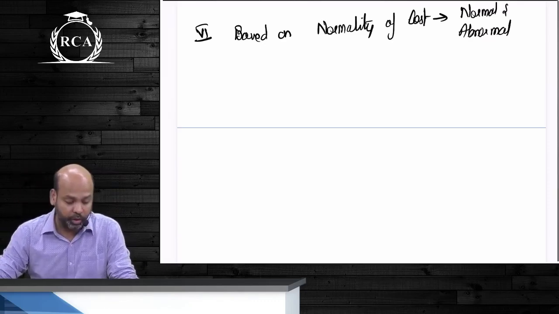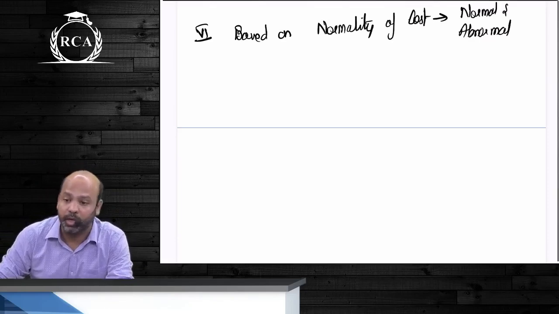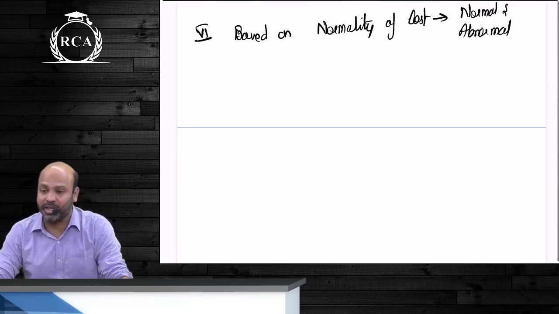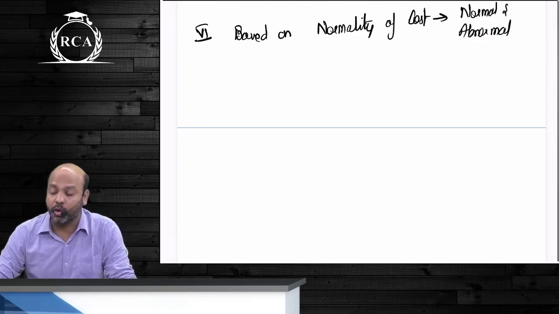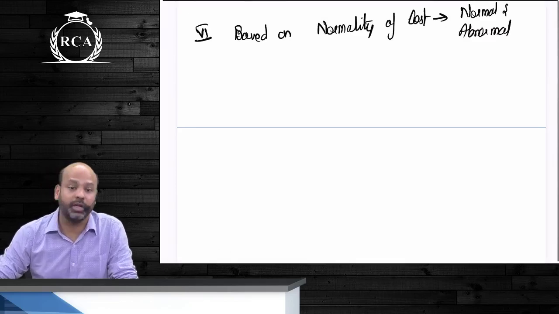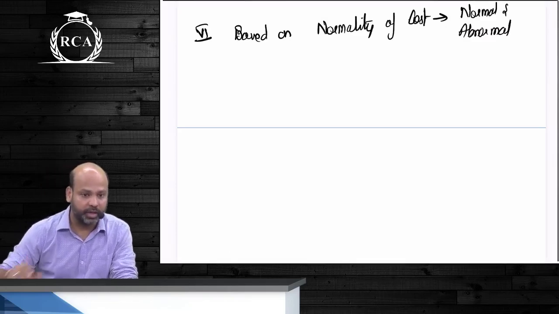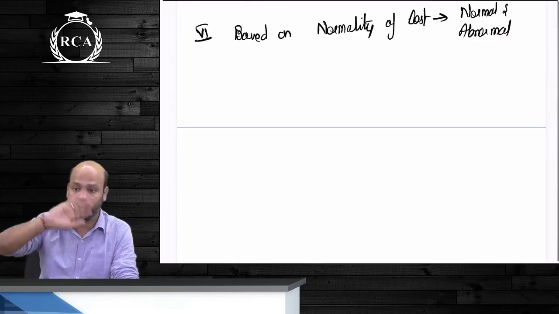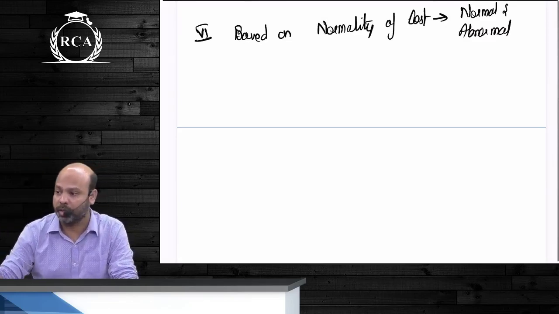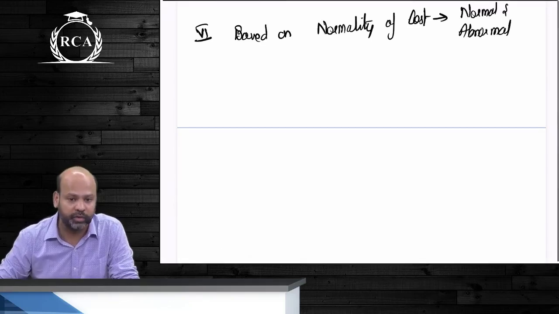Why is it important to divide the expenses into normal and abnormal? In case there is any normal loss, it always gets adjusted to the cost of the remaining good units. Whether it is material, whether it is employee cost, we do not care about it. It is absorbed in the cost of the remaining good units.